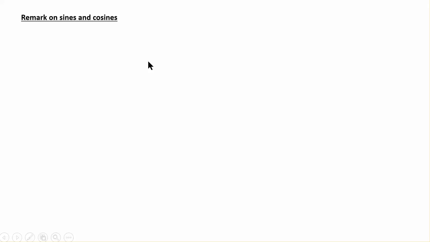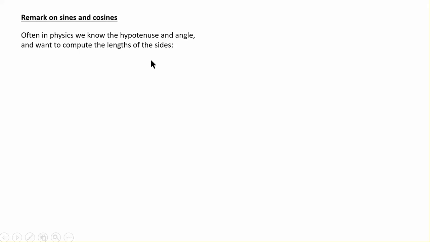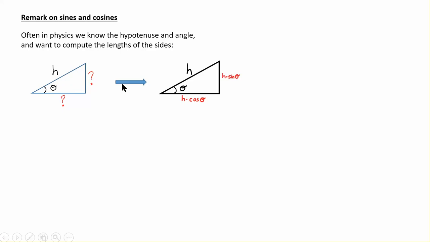The final remark I want to make is the following. In physics, you're primarily going to be given the following situation, or analyzing the following situation. You have a triangle, you know the length of the hypotenuse, and you know the angle theta, and you're trying to determine what the lengths of these two sides are. And we've just seen that the length of this side here is h, the hypotenuse, times cosine of the angle, and the length of this side is h times sine of the angle. This is the case that you're usually going to encounter.